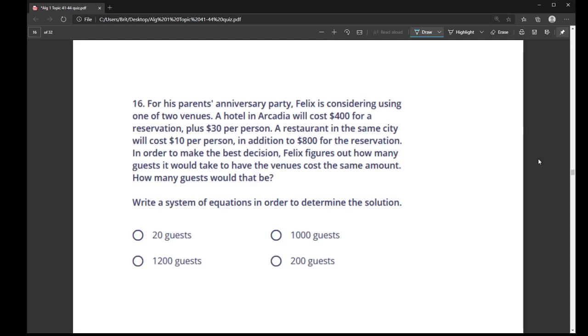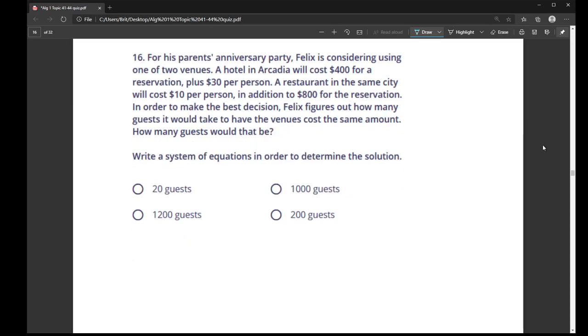In this problem, we have a guy who is considering using a couple of venues for some kind of party. And we need to figure out how many guests he could have at his party. So our problem says that there's a hotel in Arcadia, which is $400 for a reservation, plus $30 per person.